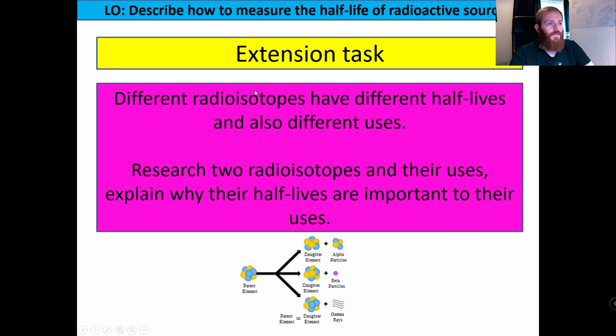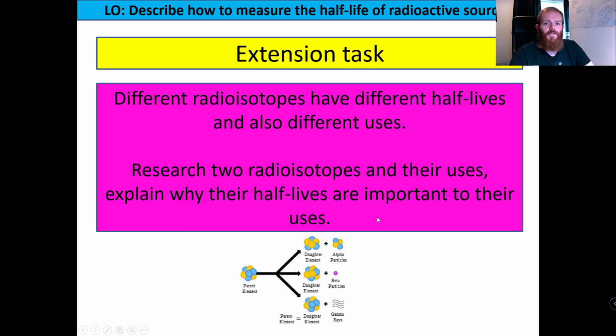Yeah, that's it. Okay, so a bit of an extension task here I want you to have a go at. The task is as follows. Different radioisotopes have different half-lives. Also, they've got different uses. I want you to research two radioisotopes, you take your pick, I don't mind what they are, and their uses, and explain why their half-lives are important to their uses.